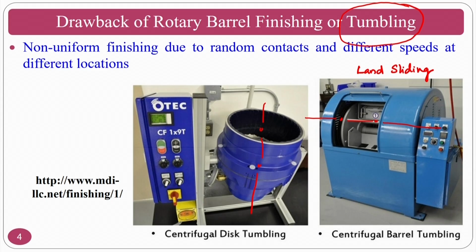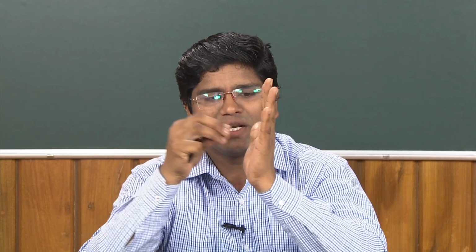Similarly, what will happen if you rotate about a vertical axis? The abrasive particles and the components will rotate and shearing of the peaks will take place, and there is a chance of burnishing also. The abrasive particles will continuously hit or shear. There are two mechanisms, one can shear, another can burnish. That means it will deform the surface peaks.